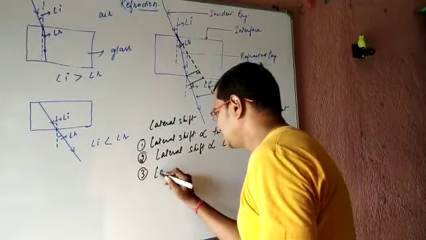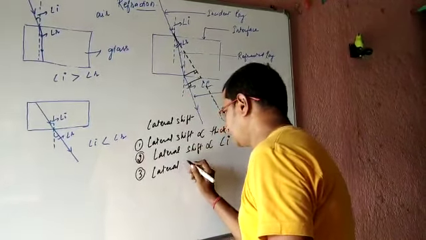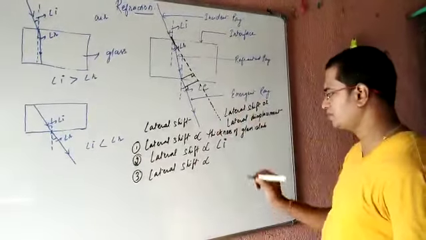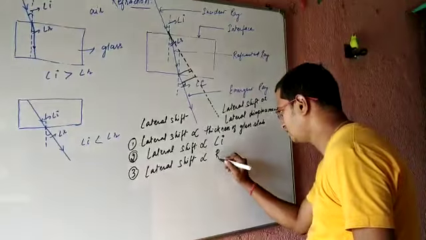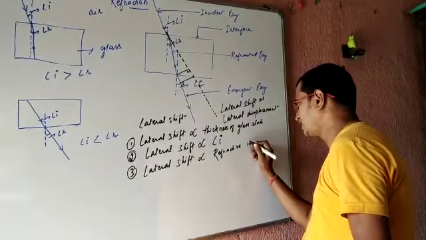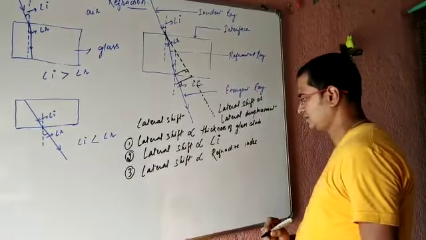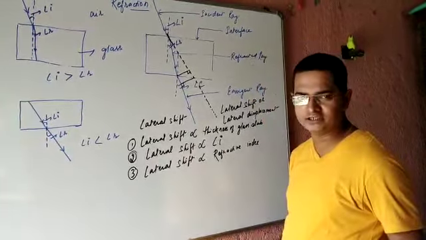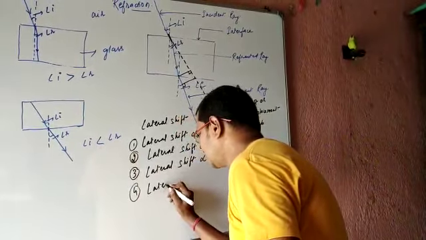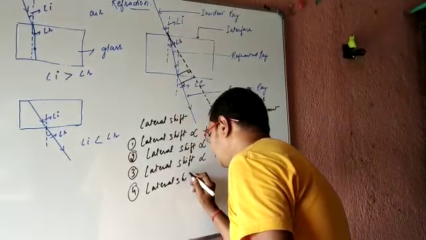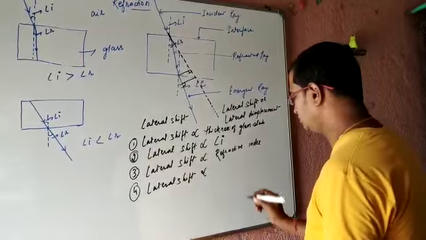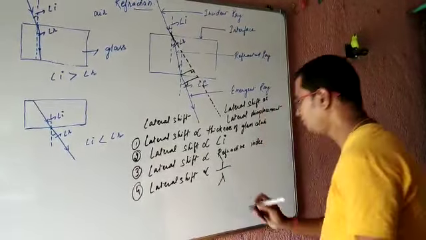Third factor is: lateral shift is directly proportional to refractive index. About refractive index just now we will discuss. And fourth factor is: lateral shift is inversely proportional to wavelength.